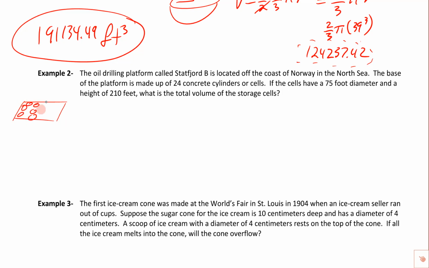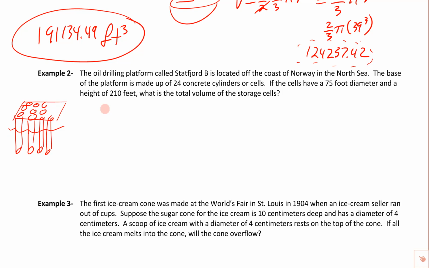So what we've got here is we've got this platform out in the North Sea, and it's got a whole bunch of cylinders that come down and support it. So they would come down like this, whole bunch of them like that. There's 24 of them, and they're all exactly the same. So the platform stays above the water, and this comes down and hits the seafloor down below.